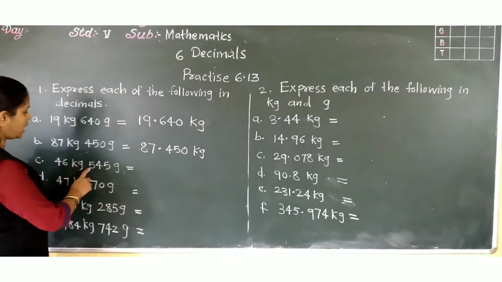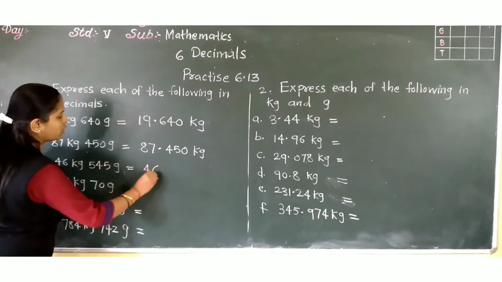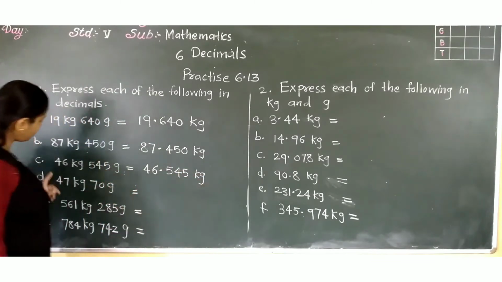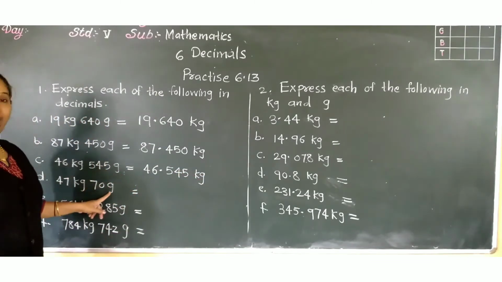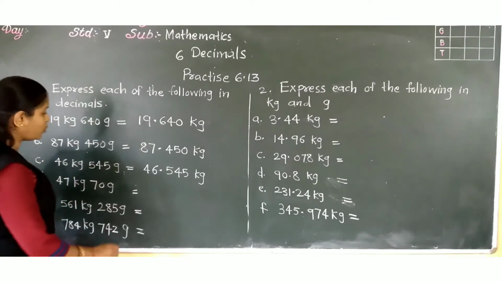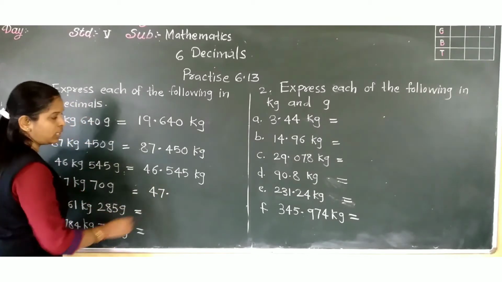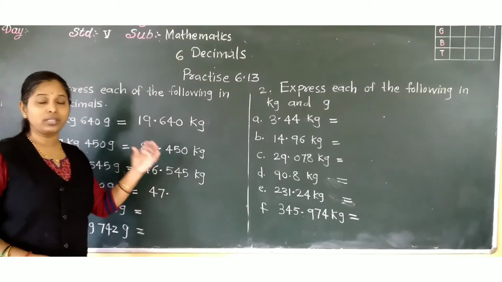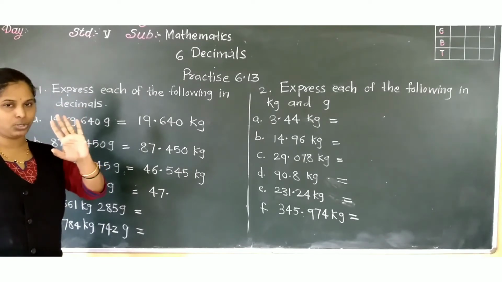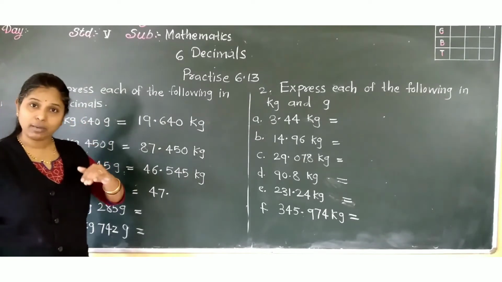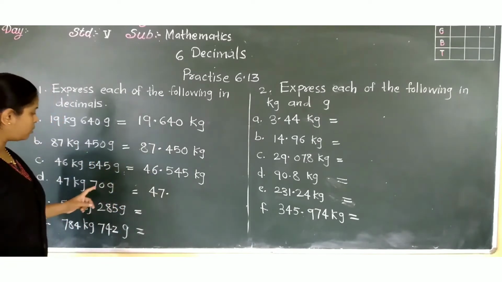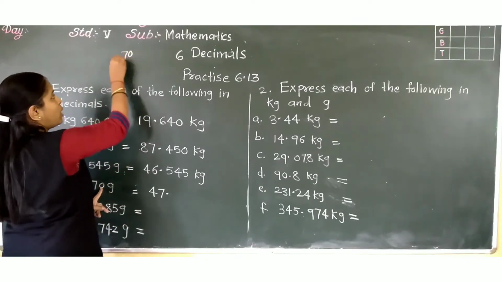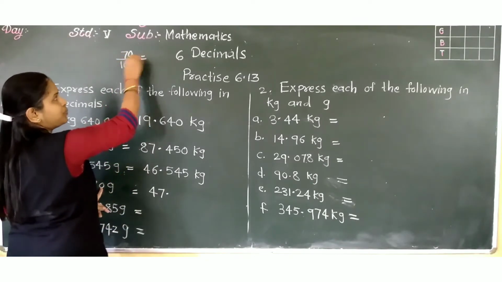The abbreviation for kilogram is kg and for gram it is only g. Next, 46 kg 545. That is 46.545 kg. Then 47 kg and 70 gram. Only 70 gram. So how to write that? 47 point. Now when we are writing the gram in the decimal part, 3 digits should be there. Keep that in mind, please, students. Why 3 digits? Because we are dividing by 1000. So here only 70 is given. How to convert it? Divide by 1000. Got it?